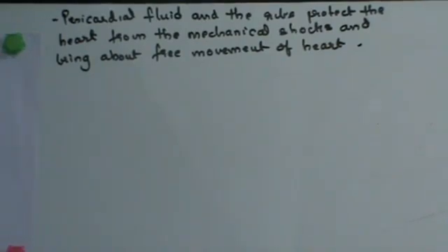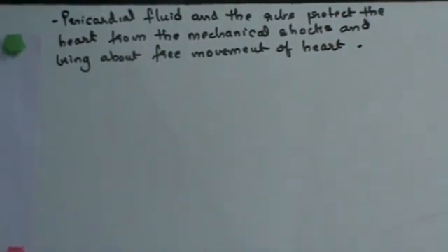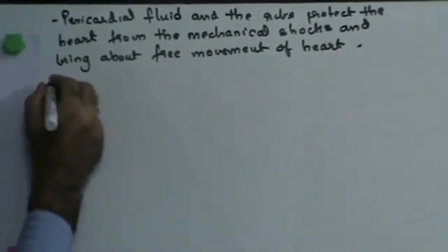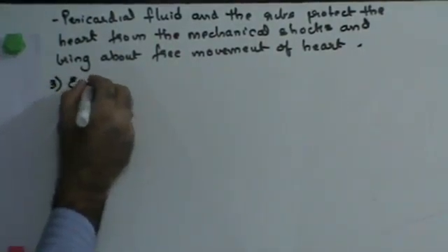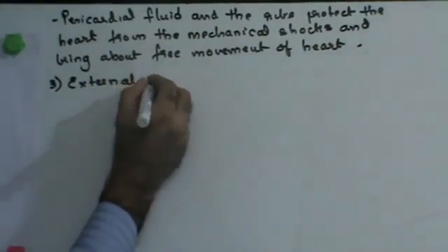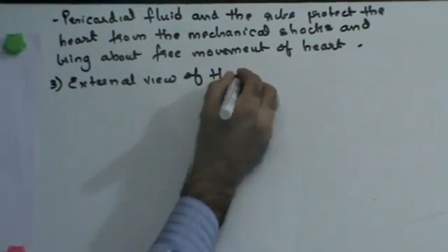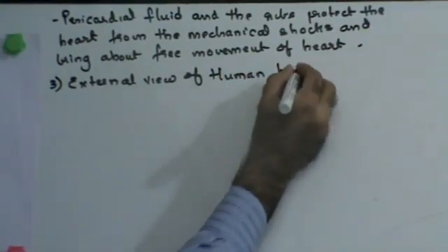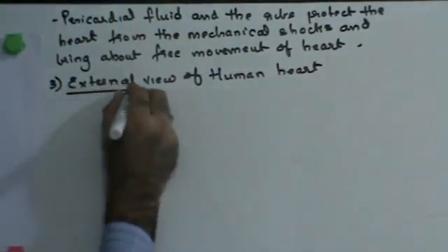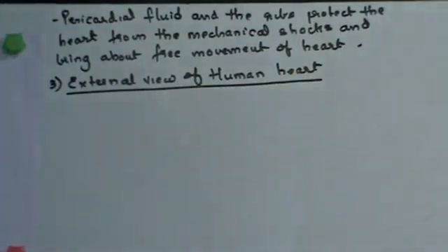Next, let's try to see the external view of the heart, human heart. Now, the human heart is myogenic.